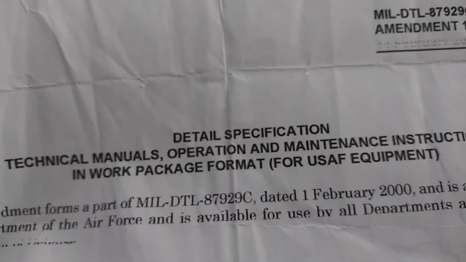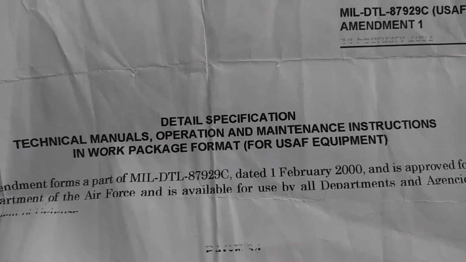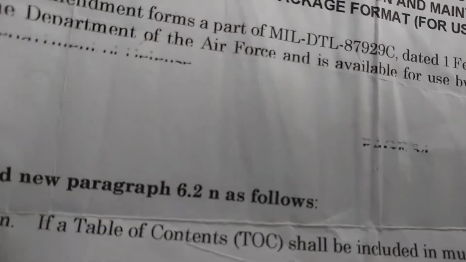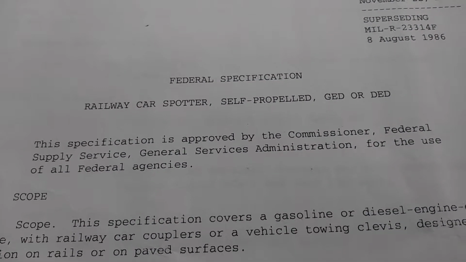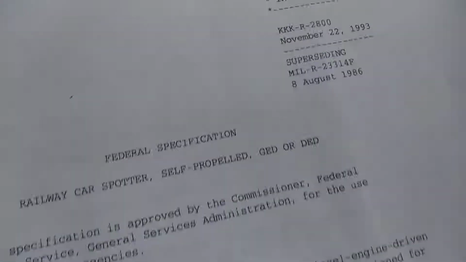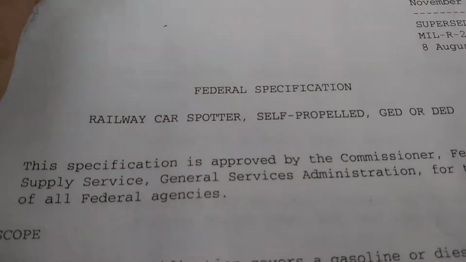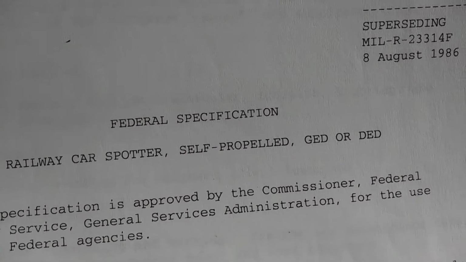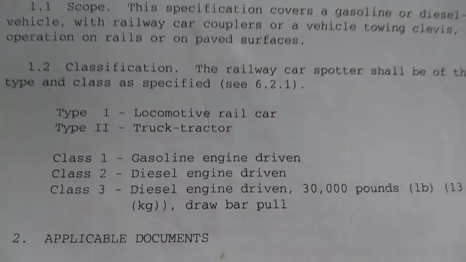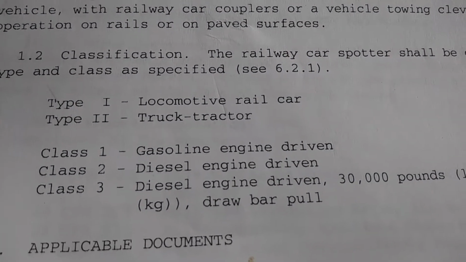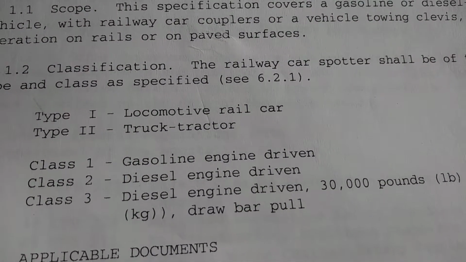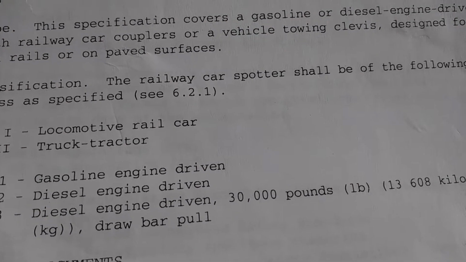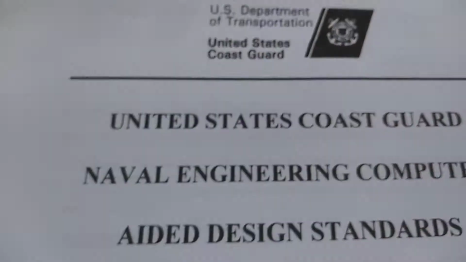All right, your military MIL detail 87929, USA Air Force. The data specification, technical manuals, operation, maintenance, instruction, work package. Usually you have to do maintenance, production manual, or production, how to put it together. This is, once again, my uncle. You also have your federal specification for railroad car spotter or self-propelled GED. This is if you draw type 1 locomotive railway cars, type 2 truck trailers, class 1 gasoline engine driven, class 2 diesel engine driven, and class 3 diesel engine driven, 30,000 pounds, with drawbar pull or the torque.